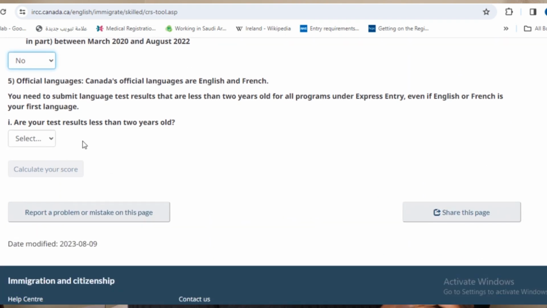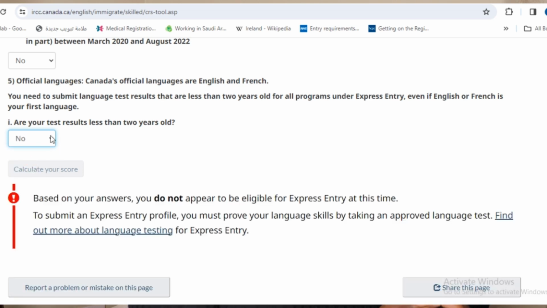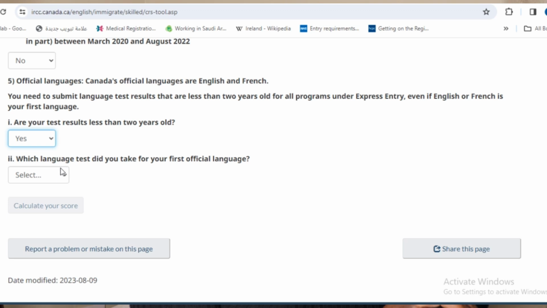Official languages: Canada's official languages are English and French, you know that already. Are your test results less than 2 years old? Have you taken any test, either in English or in French? Is it less than 2 years old? That's either a yes or a no. If you say no, based on your answer, you do not appear to be eligible. So I'm just going to say yes, it's less than 2 years old. Which language test did you take for your first official language?